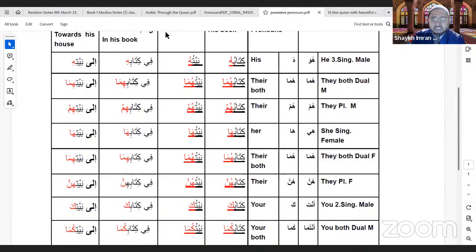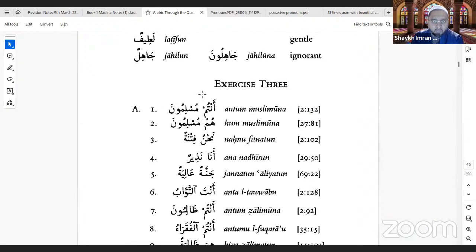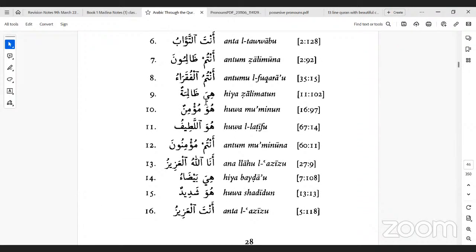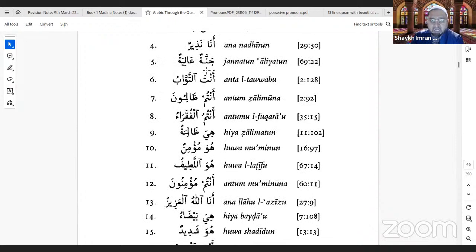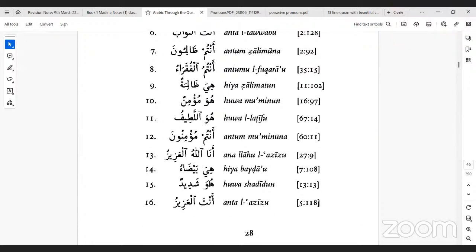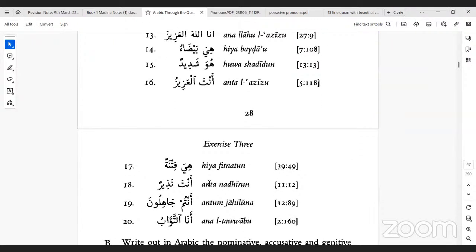Now, the question is Sister Tahira has asked. Are you there, Sister Tahira? Yes, I'm here. If you go to this handout, this book, on page number 28, it has examples of the detached pronouns: antum, anta, hiya, huwa, hum, antum, ana. Page number 28. Okay, but not for huma, right?